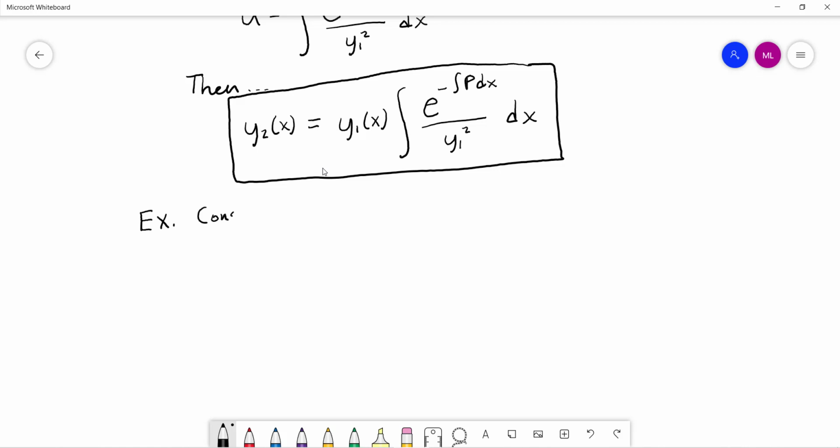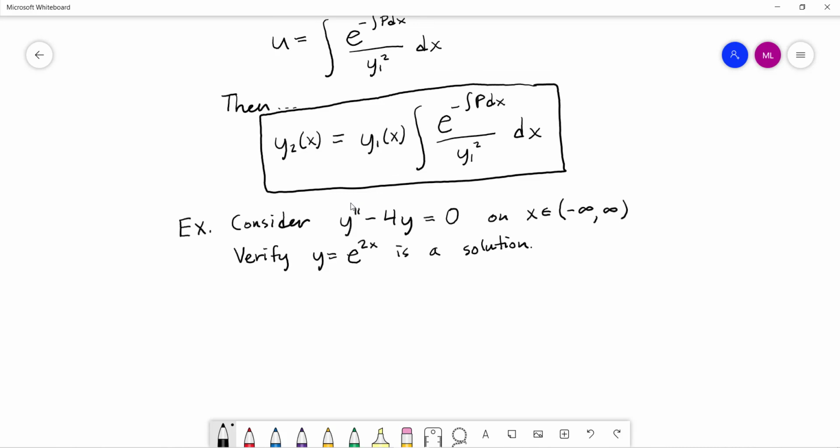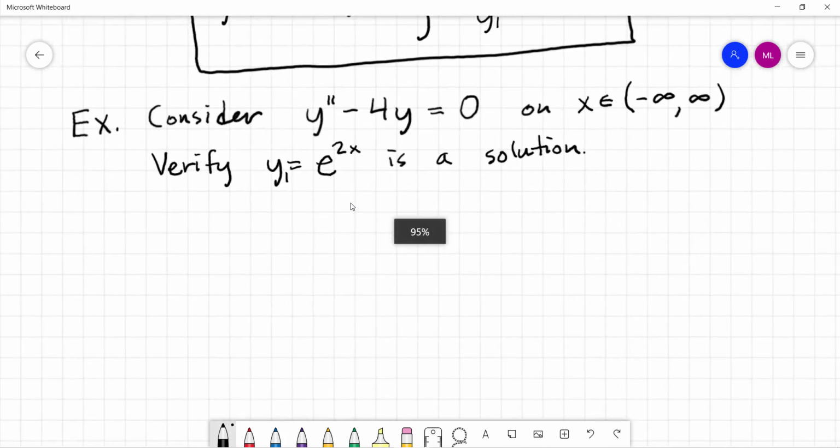So consider y double prime minus 4y equals 0. And so this is valid on all reals from negative infinity up to infinity, right? We're good to go here. First, let's verify that y equals e to the 2x is a solution. Okay, so I'm giving you one solution. This is going to be the one that we call y1. So y1 equals e to the 2x is a solution.